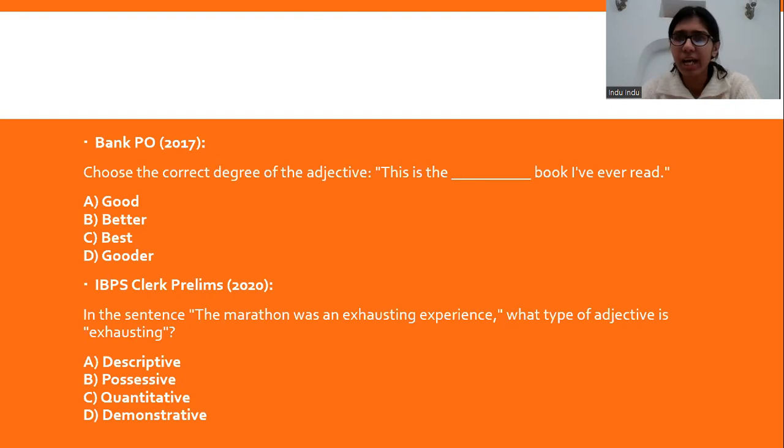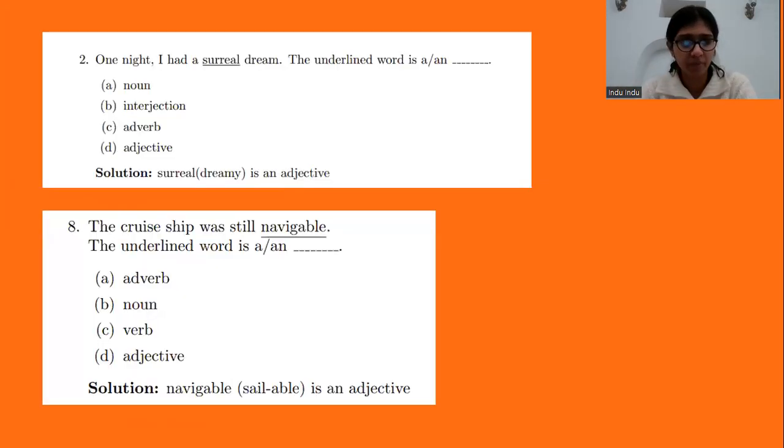Choose the correct degree of adjective. This is the dash book I have read. This is the best book I have read. Okay, the best, because obviously we are comparing from a lot of books, and the is followed by a superlative degree mostly. In the sentence, the marathon was an exhausting experience, what type of adjective is exhausting? It's not possessive, quantitative, or demonstrative. So it is descriptive, that it was an exhausting experience. It describes the experience. So it's descriptive.